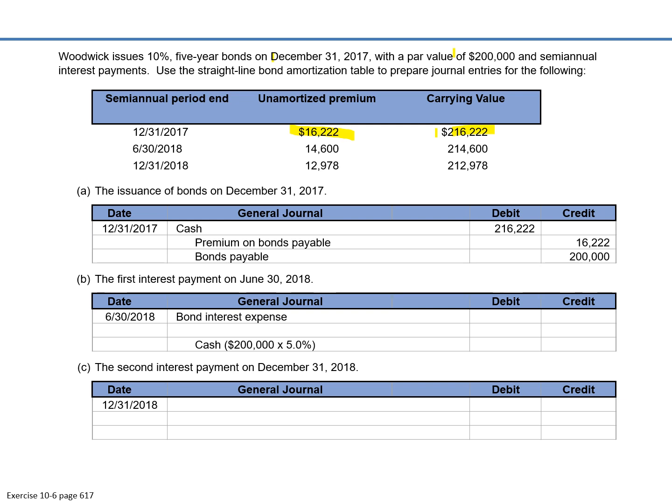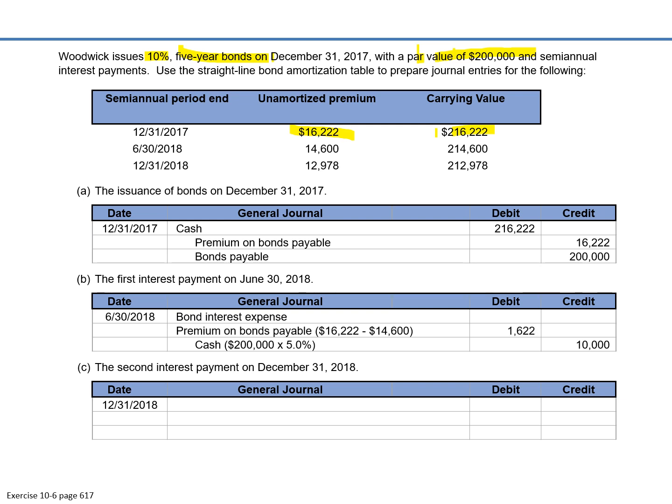Okay. Par value $200,000, 10%. Half of that is 5%. So our cash out the door is going to be 200,000 times 5%, $10,000. Our amortization of our premium, we have to amortize our premium. 16,222 over 10 periods. It's 5 years, semi-annual, so 10 periods. So we're going to amortize 1,622 each period.